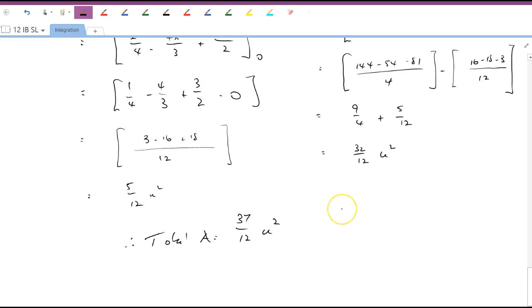Exercise 9K and 9L are there for your enjoyment, and beyond that it's some volumes of revolution, and a bit of linear motion as well in integration. That'll come up after exit.